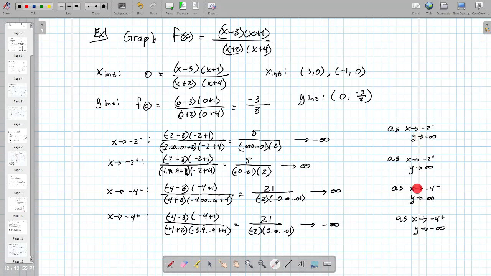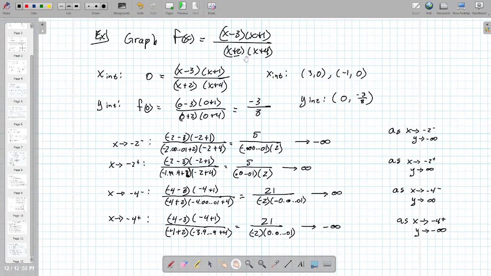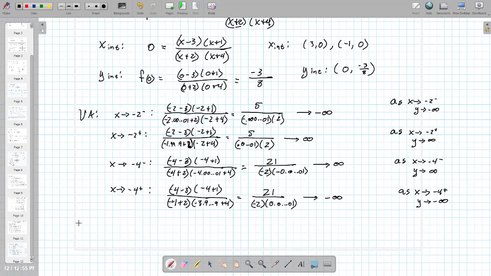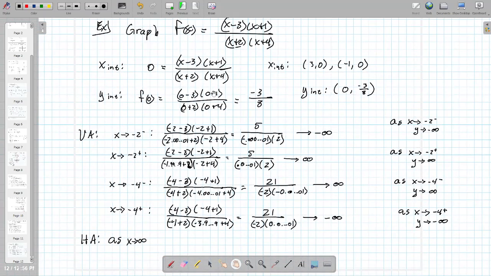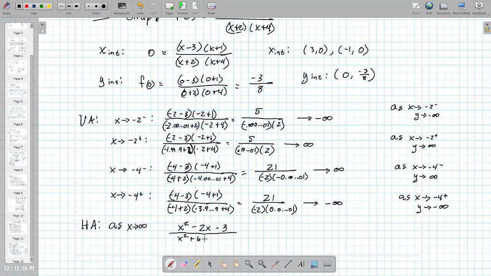Okay. Now this information here is very helpful on a graph, so I recommend doing this for all of your vertical asymptotes. Now our horizontal asymptote, we'll need to multiply everything out for. So as x is going to infinity, what is happening? Well, if we multiply this out, we end up with x squared minus 2x minus 3 in the numerator, and x squared plus 6x plus 8 in the denominator.